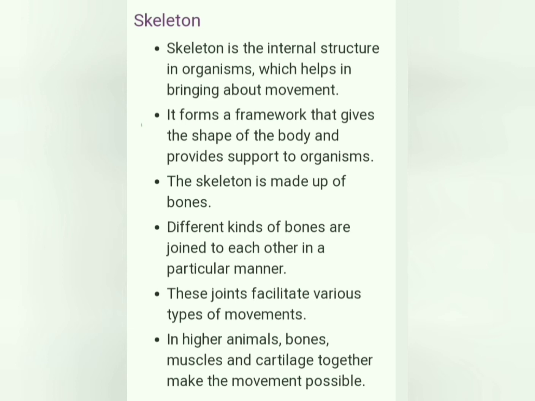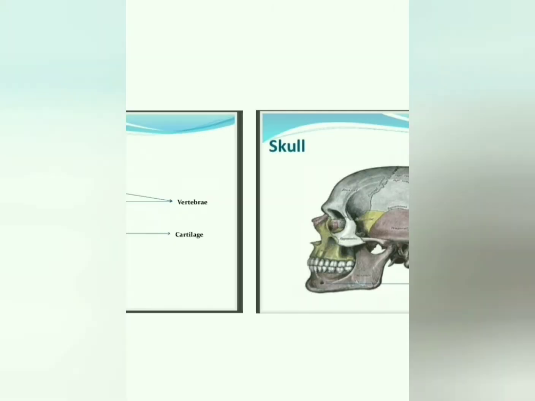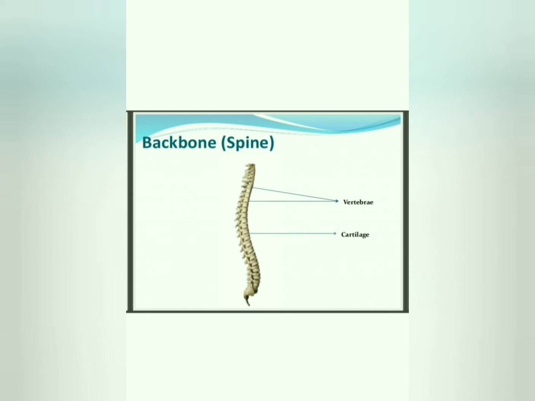This is about the skeleton. The first one is the skull. Observe the picture, students. In the skull we saw the upper jaw and lower jaw. In the upper jaw, the bones are immovable. Immovable ones are fixed joints. The lower jaw is a movable joint. It moves easily.